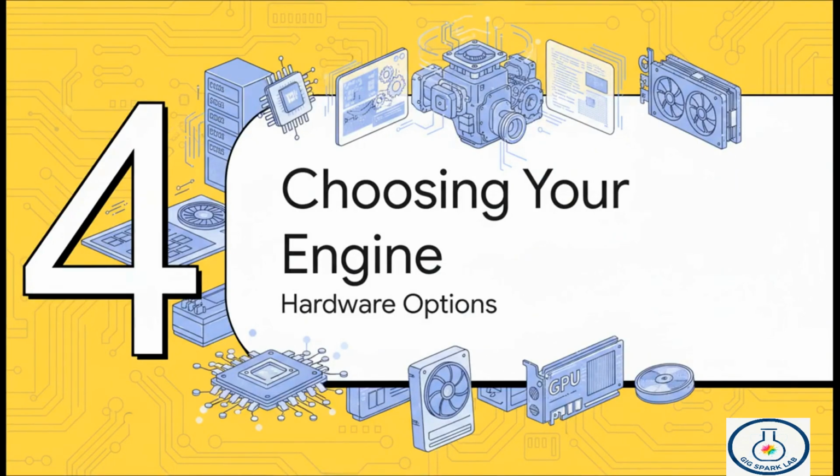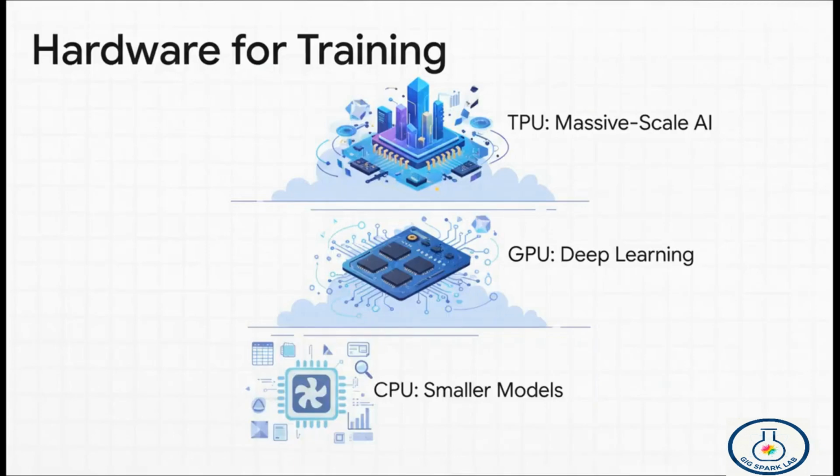Now, a huge part of that custom training path, and honestly, one of its biggest perks, is that you get to choose your hardware. It's like you're not just building the car, you actually get to pick the engine that's going to power it. And Vertex AI gives you a whole garage of options. CPUs, those are like your reliable daily driver, great for data prep or training simpler models.